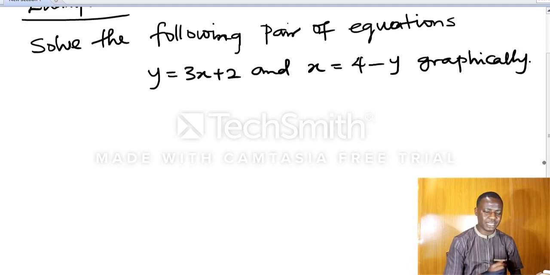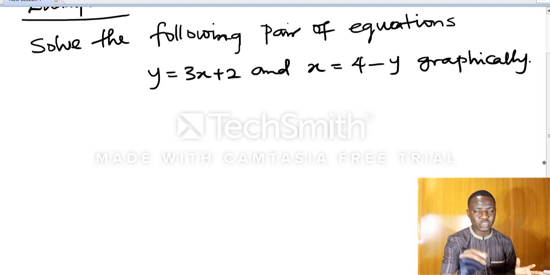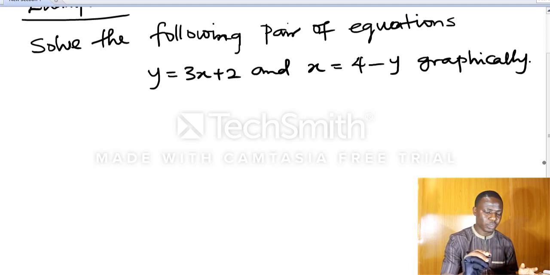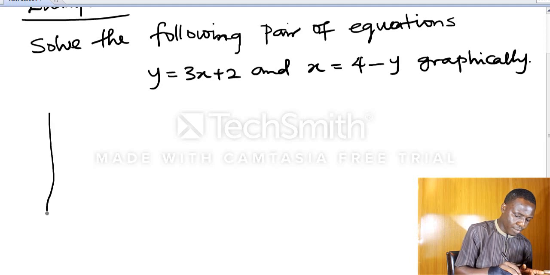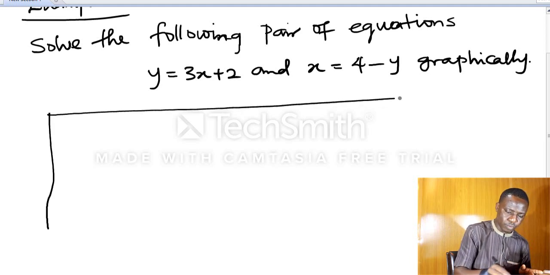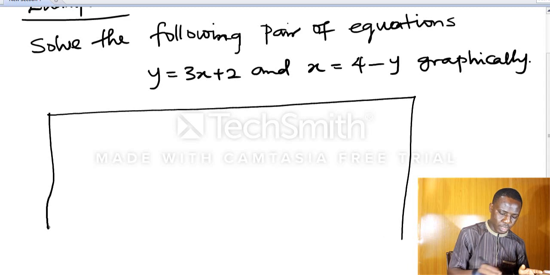Now what that means is, I'm going to draw a table of values for x and y, solving it graphically. You draw a table for x and y, and you plot a graph of equation 1 and equation 2. The point at which both graphs intersect gives you the values of x and y. Those values of x and y are said to be the solutions of that equation. That is, let me draw the first table of values.